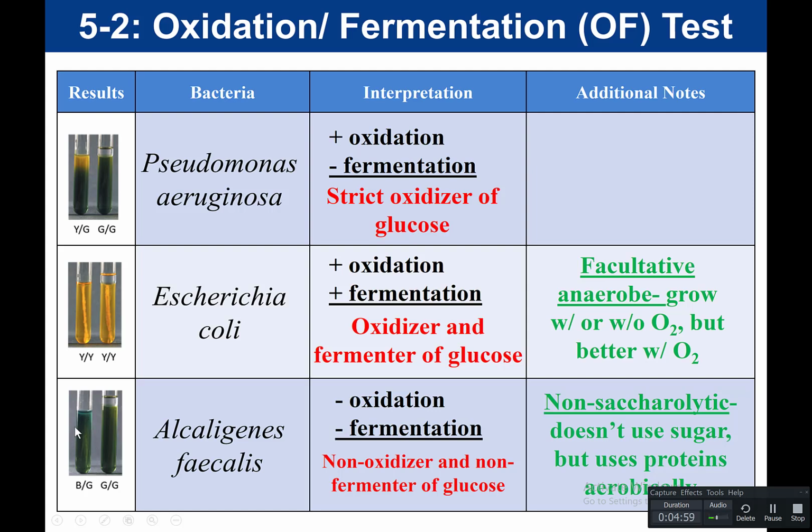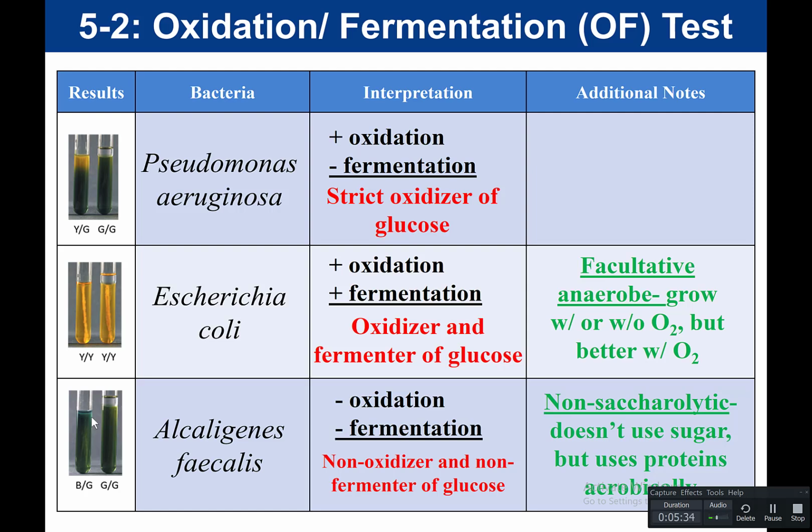So for oxidation, it's negative. It's negative for fermentation because neither tube is yellow. So that organism would be a non-oxidizer and non-fermenter of glucose. And again, that term would be non-saccharolytic. They do not use the sugar, but they did use the proteins aerobically because the top is blue, meaning the pH is alkaline. And so that alkaline pH means that the organism used the peptones.